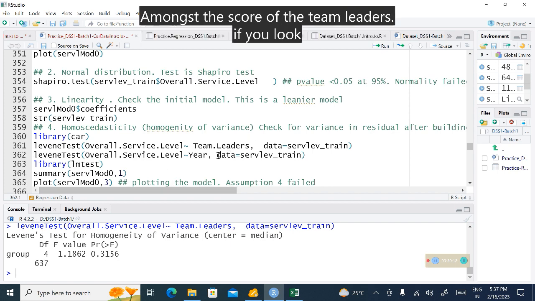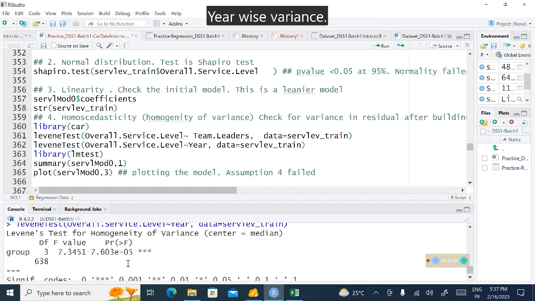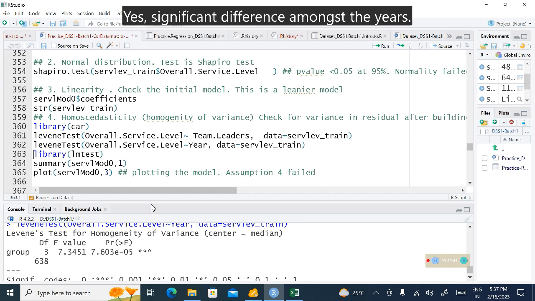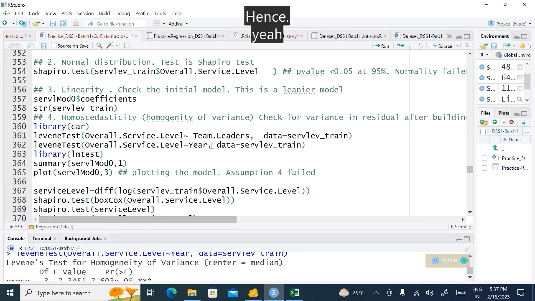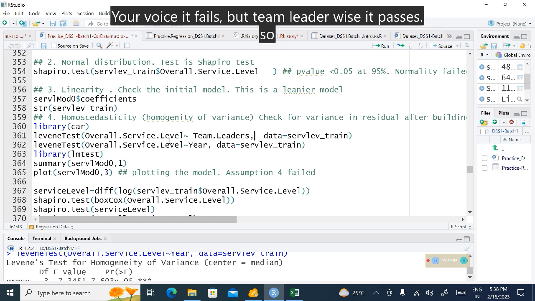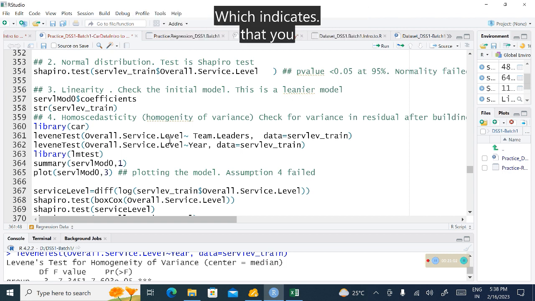If we look at year-wise variance, we can see the F value and the P value. It also shows that there is a year-wise variance. There's a significant difference amongst the years. Hence, year-wise it fails, but team leader-wise it passes. So overall, if you look at the assumptions, they are mostly failing, which indicates that your data is not ready for analysis. It requires some transformation.